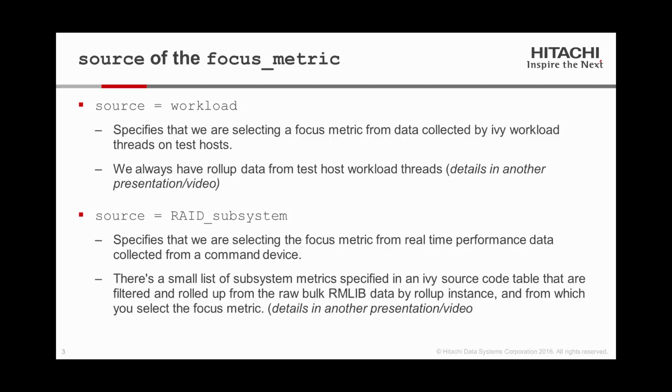And in that case, there's a small list of subsystem metrics for specific subsystem resource types, such as port, for example, which are in an IV source code table that specifies which of the raw RM Live API data should be filtered and rolled up at the end of every subinterval by rollup instance. Those are the ones that you can select from to do dynamic feedback control on.